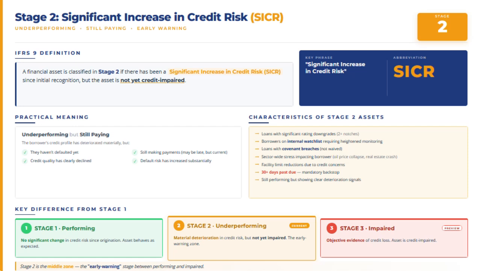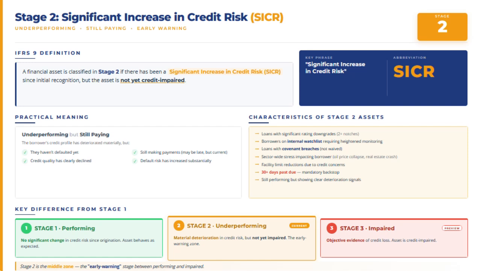A financial asset moves to stage 2 when there has been a significant increase in credit risk since initial recognition, but the asset is not yet credit impaired. That's the key phrase. The deterioration has happened, but the default hasn't occurred yet. Stage 2 loans are underperforming but still paying. The borrower hasn't defaulted, the credit quality has clearly declined, and the default risk has increased substantially. But they are still making the payments, possibly late or maybe a little bit reluctant, but they are still doing that.